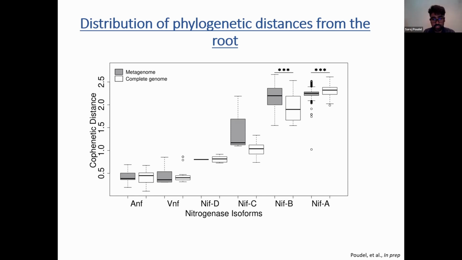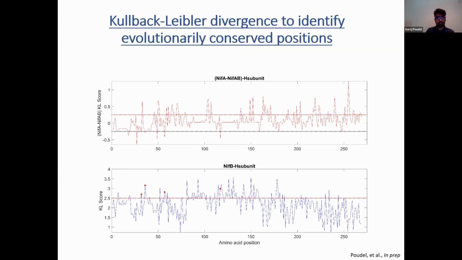So I wanted to understand what's happening in NIF-A and NIF-B, as they diversify compared to the ancestral roots, and how they're able to survive oxygen toxicity. So I relied on statistical coupling analysis. That approach uses Kullback-Leibler divergence. It's basically an approach to score conservation, so you can look at each position and identify evolutionarily conserved positions.